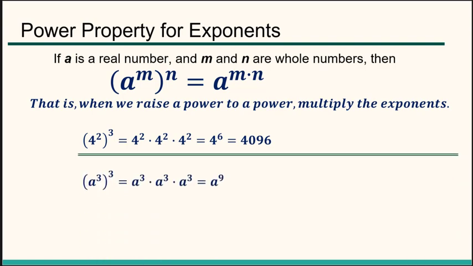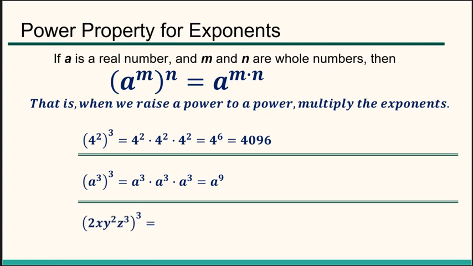If I have a raised to the third, all raised to the third, what that means is 3 of those a to the thirds. I could write those out and write down 9 of those a's, but I don't want to. I can just do 3 times 3, say that it's a to the 9th, and I'm done.